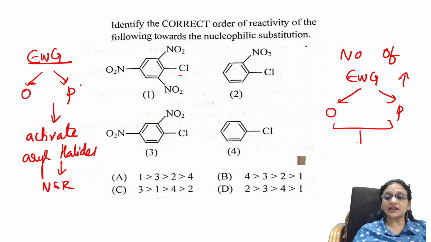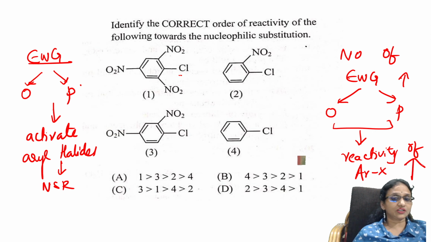Remember, the reactivity of aryl halide increases. Check. Yes. So how many electron withdrawing groups are there? In this case, 3 are there. In this case, 1 is there.